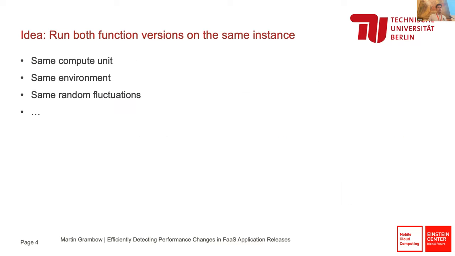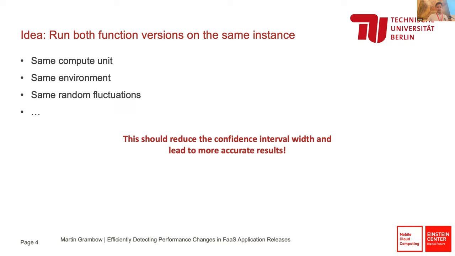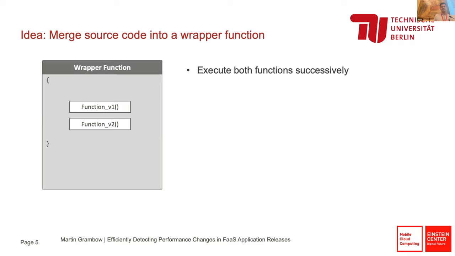And our idea was to improve it by running both function versions on the same compute instance. When it's the same compute instance, it's influenced by the same random fluctuations. And this is hard to guarantee in the cloud environment, but we have a trick. And our trick is called copy and paste.